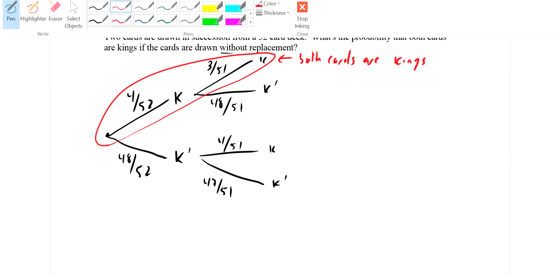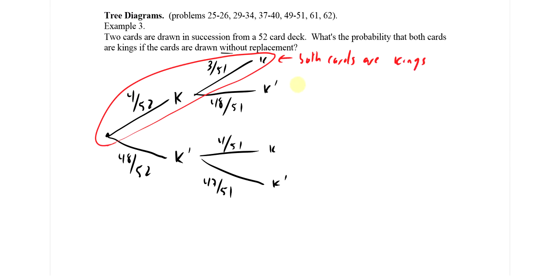And how does a tree diagram work? Well, the probability of getting a king and then a king, that's the tip off that we want to do some multiplication here. So it's the probability of this times the probability here, which is 3 over 51. You multiply as you go out along the branch.